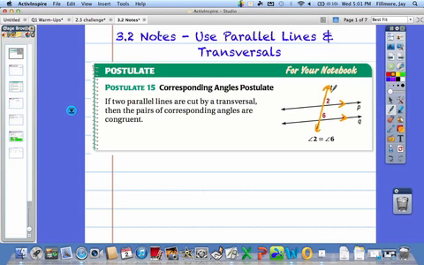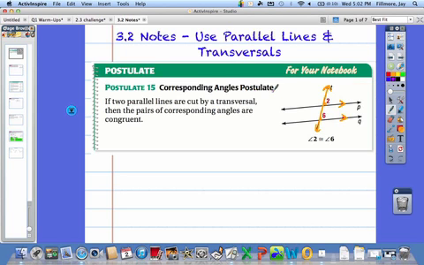So we know about corresponding angles, alternate interiors, alternate exteriors, and consecutive or same side interiors. Well, corresponding angles are angles in the corresponding or same position. So both of these angles are in the top right of each little intersection. So in this case, anytime you have two parallel lines that are cut by a transversal, the corresponding angles are always congruent. The measures are always equal to each other. This is our postulate 15, corresponding angles postulate.